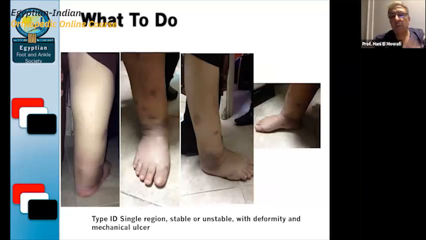But actually, we opened and removed it. So it is very important to treat it in one region, as this is, and you have to fix the affected region very well.